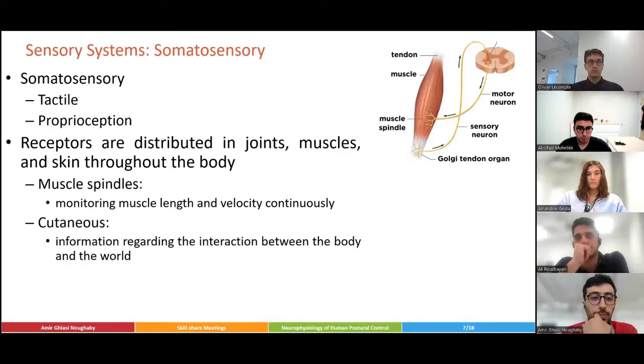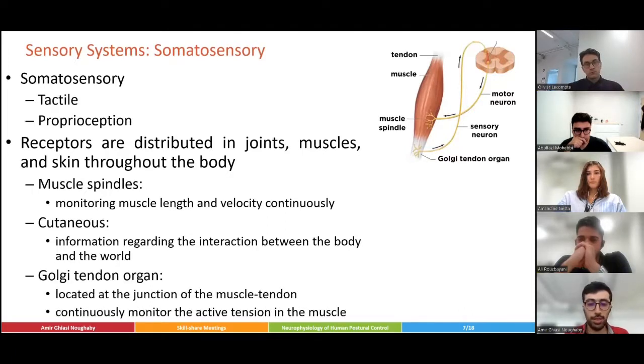The other receptors of the somatosensory are named cutaneous, which is not shown here, but for example, under the skin, when you touch something, these receptors sense the information that you are interacting with the environment. And the third receptors of the somatosensory are called Golgi tendon organs, which you see here, that are located at the junction of the muscle and the tendon, and they monitor the active tension in the muscle.